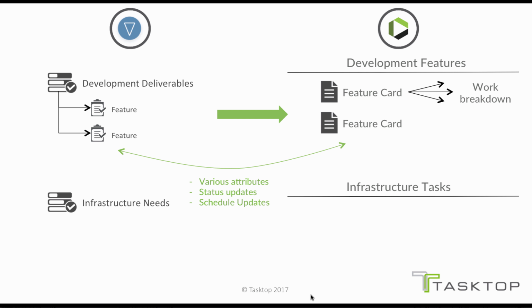On top of that, we'll see various attributes flowing back and forth, and when we say attributes, we just mean fields or information. We'll see some status updates, and we'll also see some schedule updates. So really, it depends on what the focus is for the integration. Either it's keeping the schedules up to date, or having status updates, or just having a line of communication between the two sides, or all of the above.